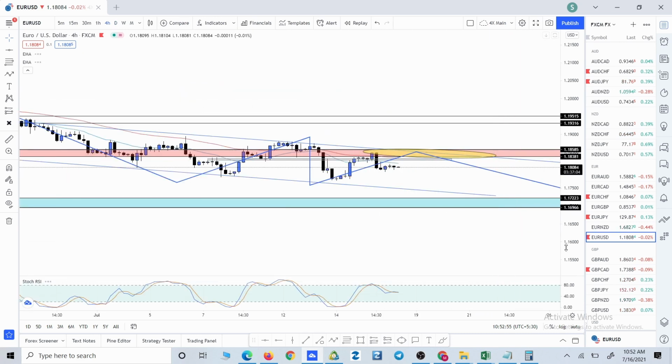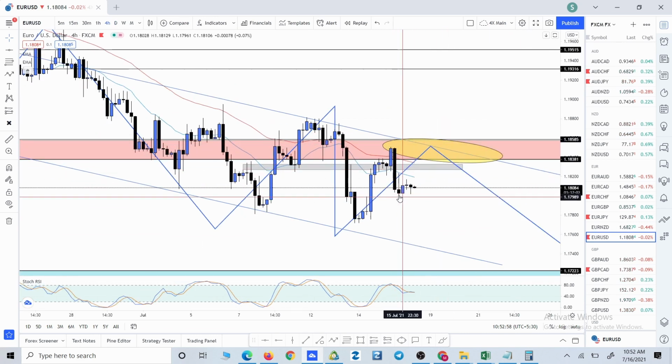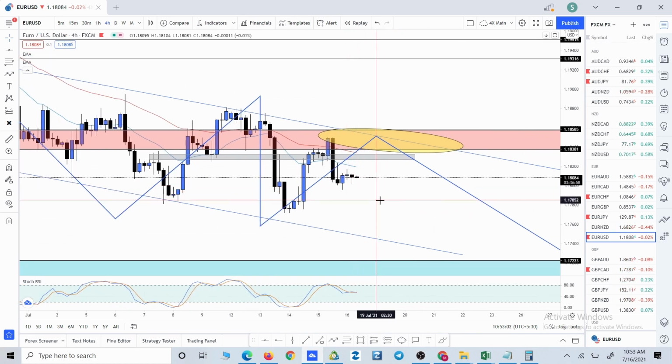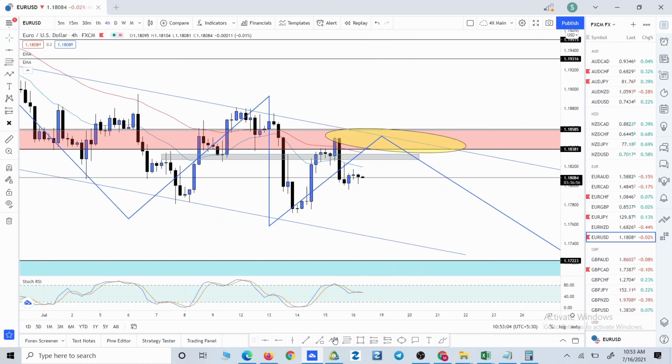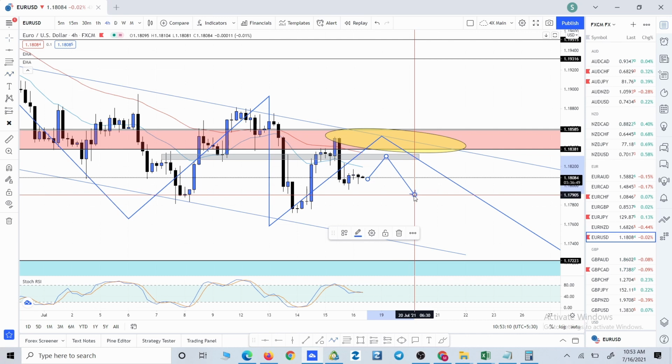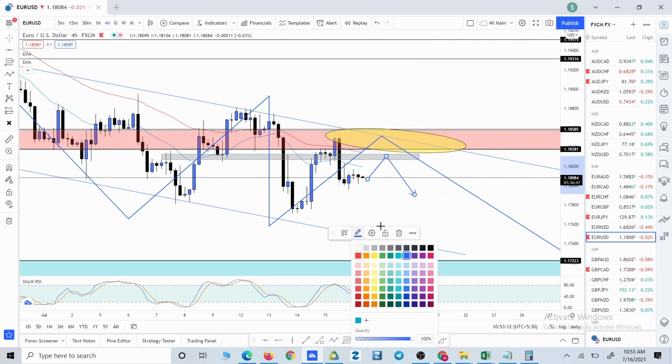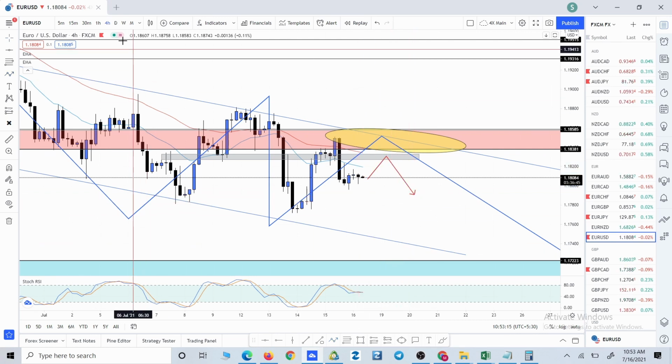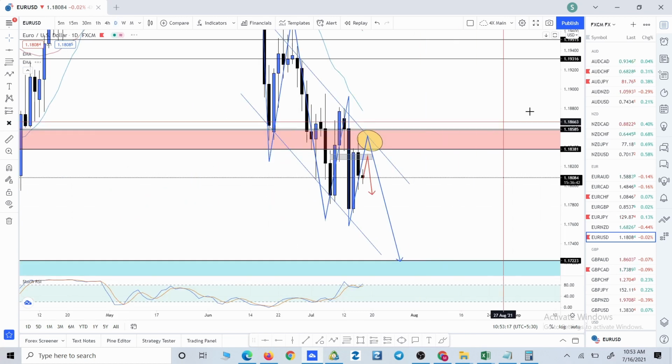As you can see on the 4 hour, we have this big bearish engulfing candle. Now what I'm waiting for is the price to retrace back to this gray zone and get rejection on the 4 hour time frame. So this is what I'm really looking for on this pair to get an entry.